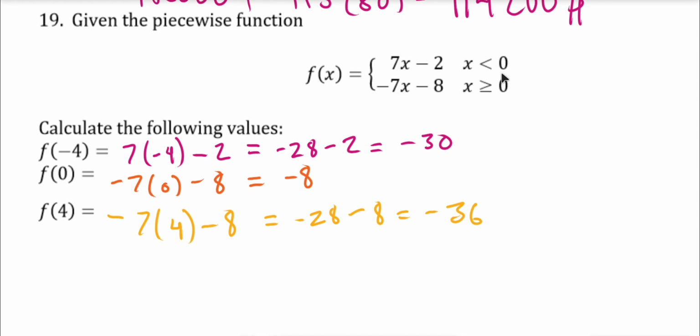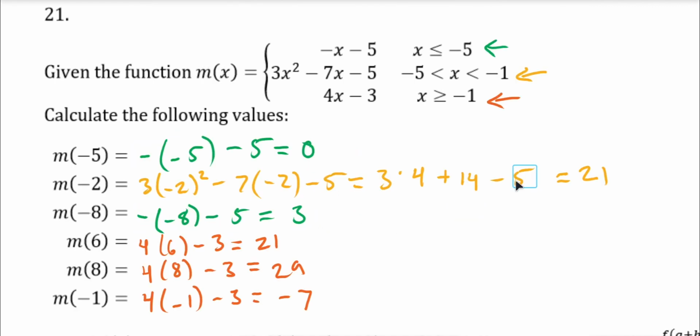Likewise, if x is greater than or equal to 0, we're going to want to take -7 times it and minus 8. So in order to figure out what these are, we just need to decide what interval they fall in. -4 falls into this first interval, so we apply the first rule set to get -30. 0 falls into the second rule set, so we apply the second rules to get -8. And 4 falls into the second rule set, so we apply the second rules to 4 in place of x to get -36.